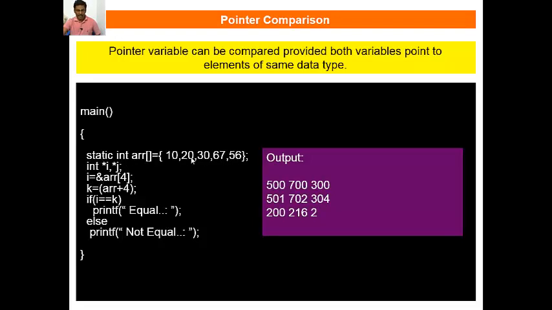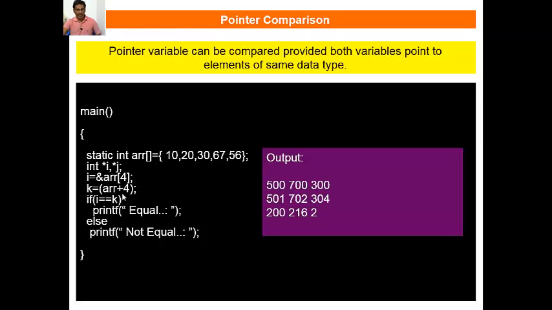ARR of 4: zero, first location, second location, third, fourth. That is your fourth location. For example, assume the starting address is 200, meaning this integer is 200, 202, 204, 206, 208. The last one is 208. So &ARR[4] is 208. That 208 is assigned to i, because i is an integer pointer variable.